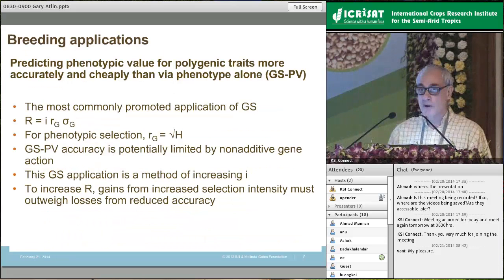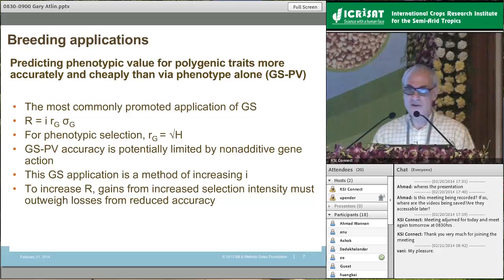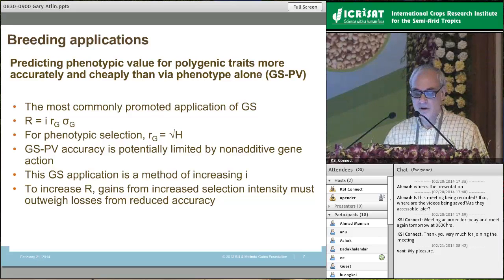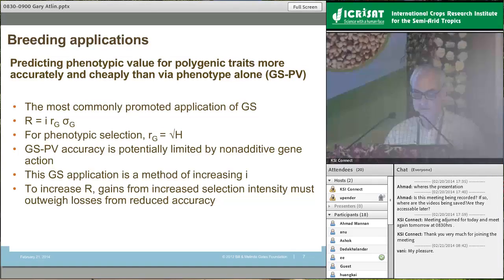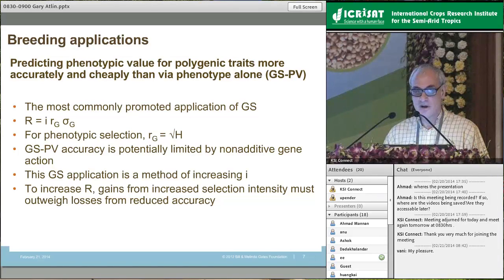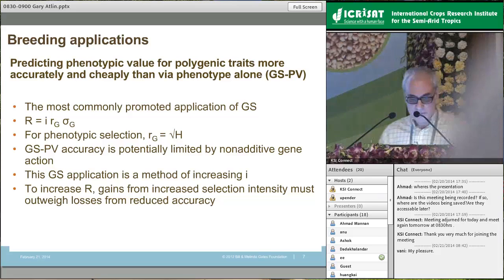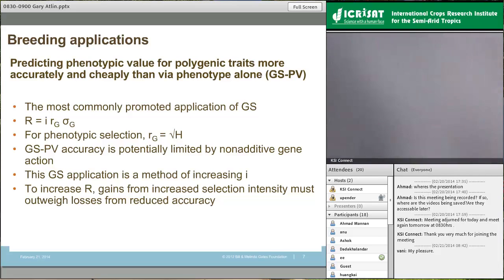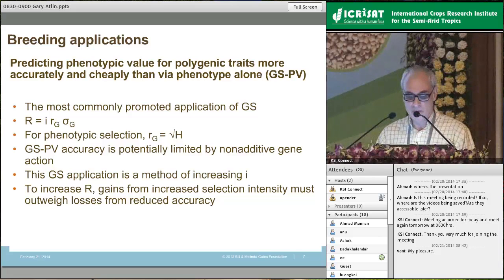Moving on to other applications, genomic selection type applications. We've heard discussion of applications that really amount to predicting the phenotypic value, for lack of a better term, how an individual selection candidate is going to perform in the field more accurately and cheaply than via the phenotype alone. And I would, not to coin a phrase, call that genomic selection for phenotypic value for the sake of this discussion. This, at the moment, is the most commonly tested and promoted application of genomic selection.